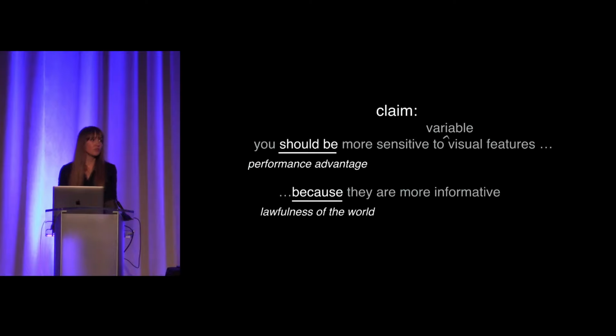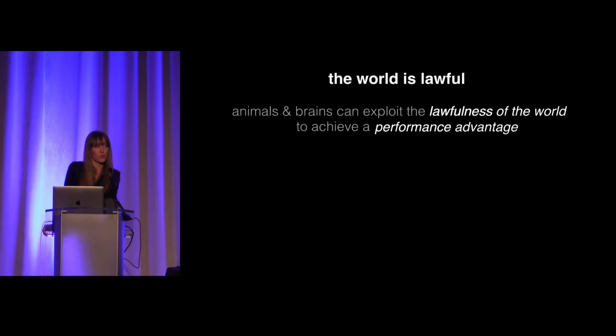And so this is related to the lawfulness of the world in which we have to operate. So this gets at the essence of the normative approach. It's precisely because the world is lawful that we can start to specify some strategies as being better or worse than other strategies, and therefore biological systems should take on some strategies as opposed to others. Okay. So the world around us is lawful. We know this. This means that animals and brains can exploit this lawfulness in order to achieve this performance advantage.